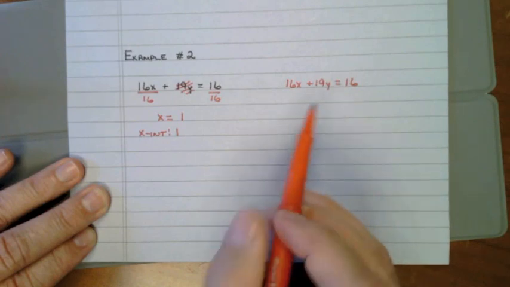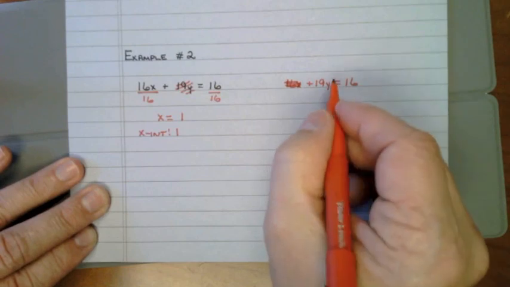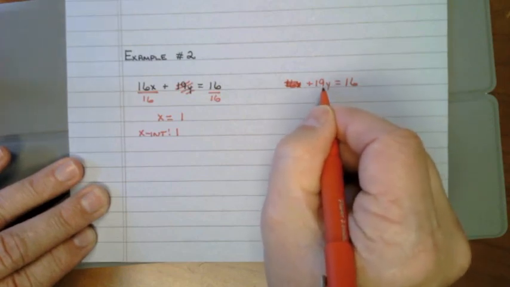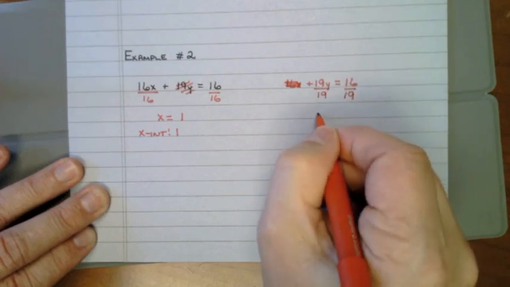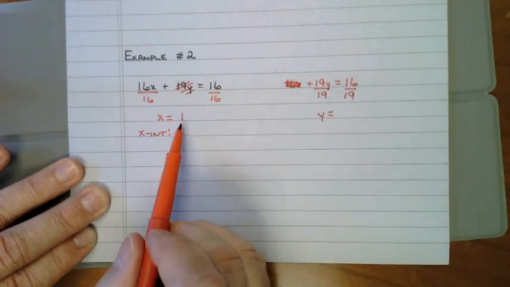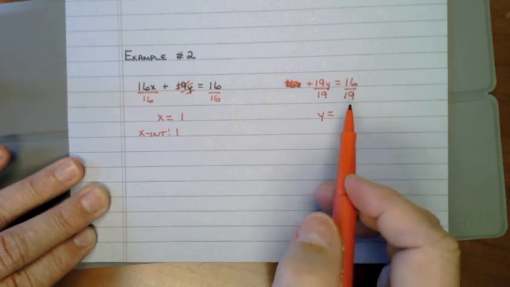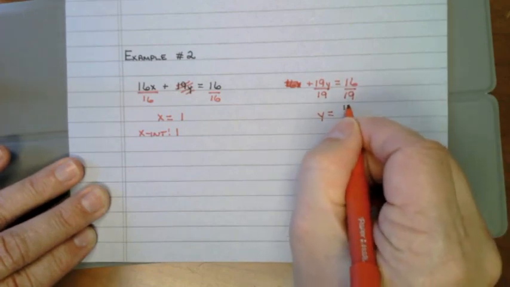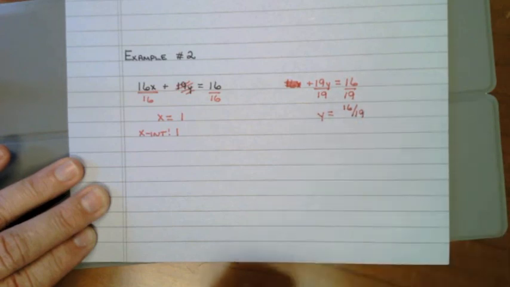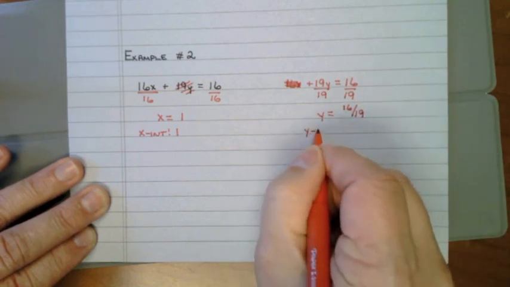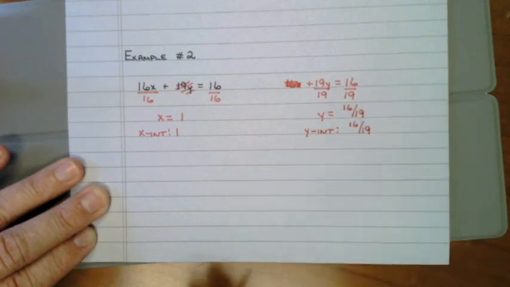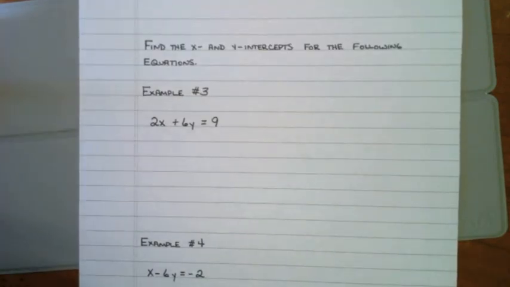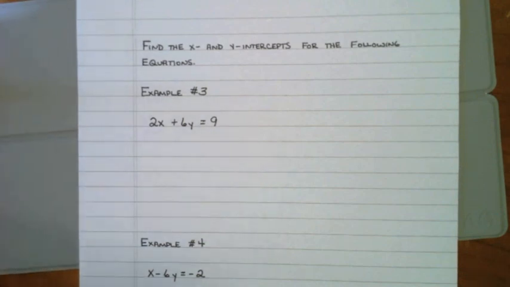Now I need to find the y-intercept. If I'm looking for the y-intercept, I don't need the x. I solve this equation that's left over. The opposite of multiplying by 19 is dividing by 19. Y is equal to, you don't always get a whole number. A lot of times this will be a fraction. So I just simply write my answer as a fraction, 16/19. The y-intercept is 16/19.